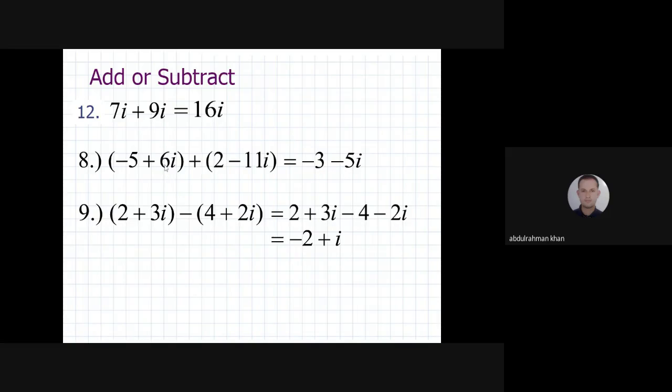Come to the second one, imaginary. 6i minus 11i. Minus 11 plus 6, the answer is minus 5i.